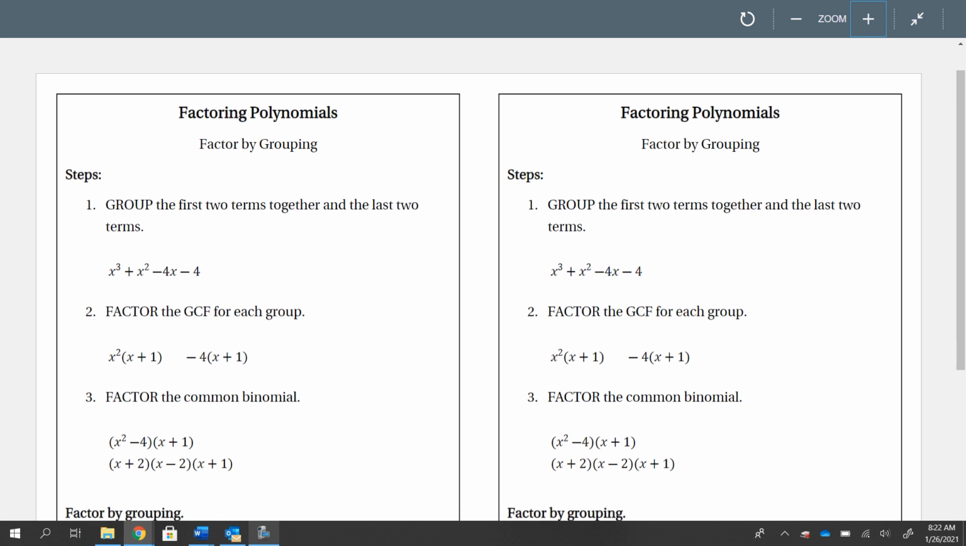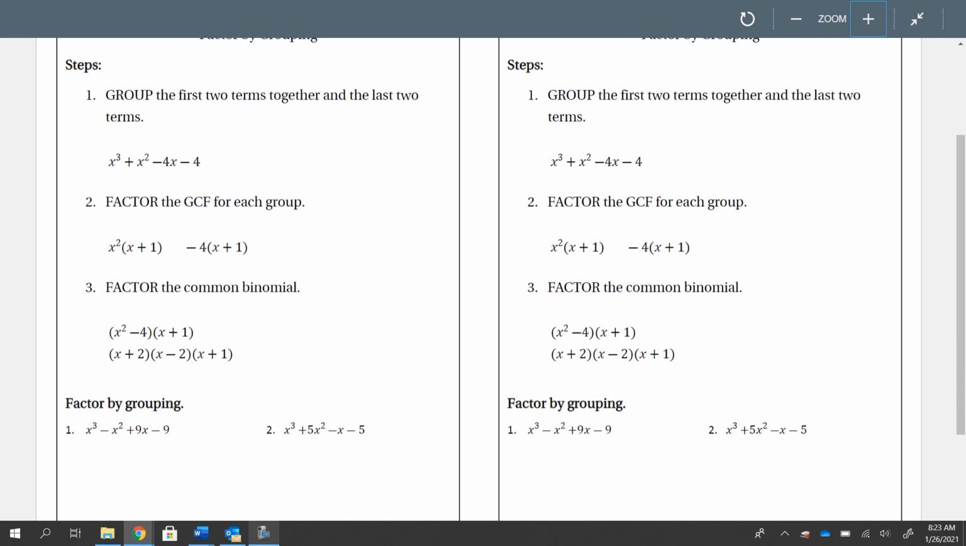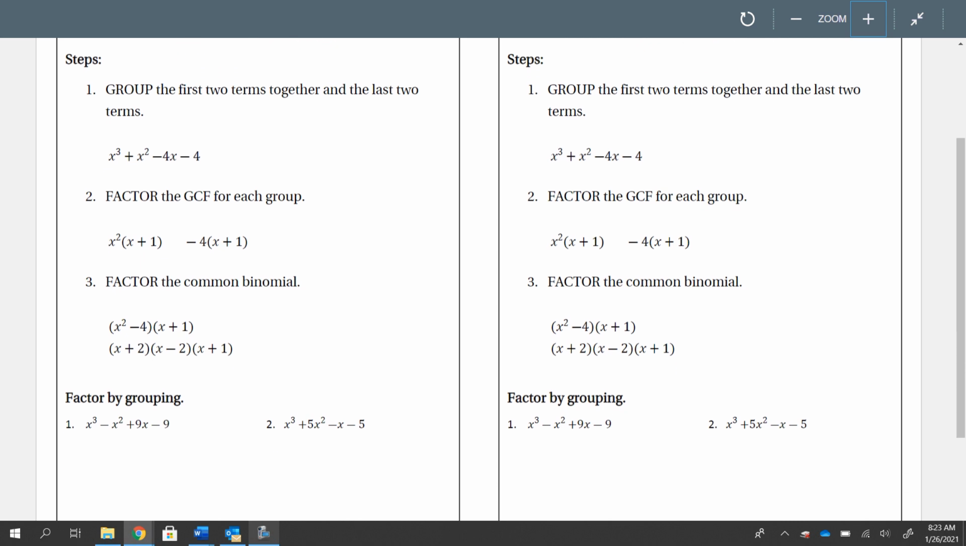All right, so today we're factoring polynomials and we're factoring by grouping. These are the steps. Group the first two terms together and the last two terms. All right, then, so we're looking at number one on this side. We're gonna group those together. Don't forget this negative with the -4.